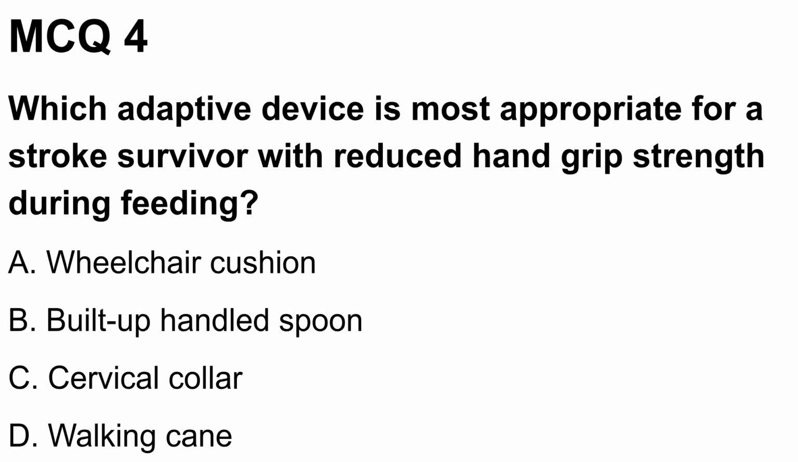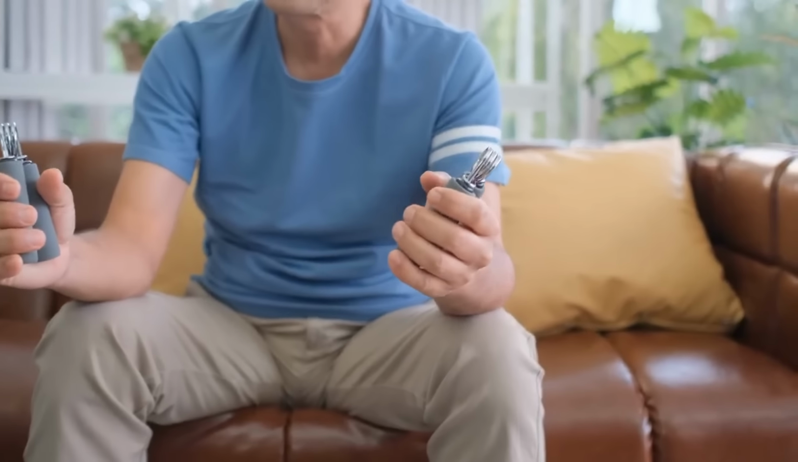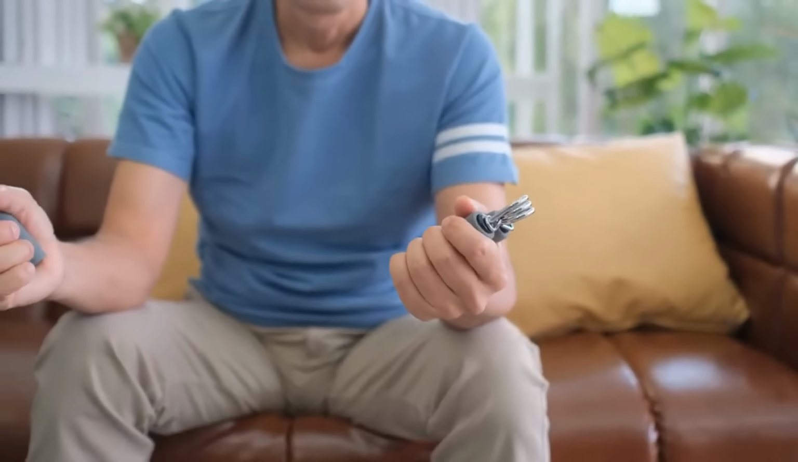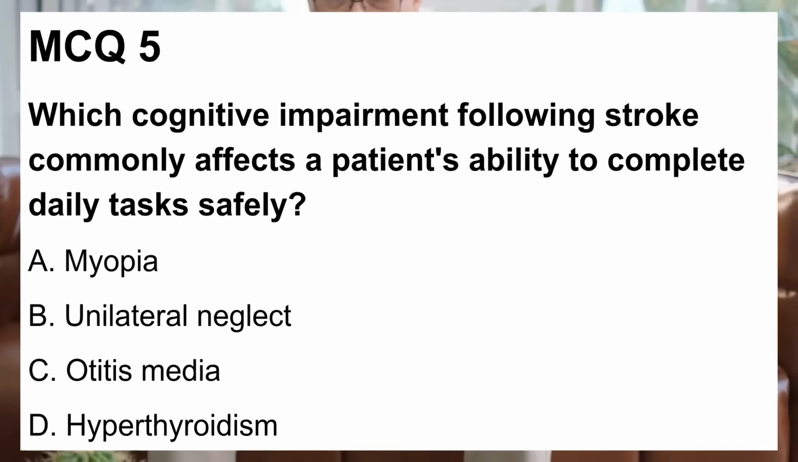MCQ 4. Which adaptive device is most appropriate for a stroke survivor with reduced hand grip strength during feeding? A. Wheelchair cushion. B. Built-up handled spoon. C. Cervical collar. D. Walking cane. Answer: B. Built-up handled spoon. Explanation: built-up utensils improve grip and allow patients with hand weakness or reduced dexterity to feed themselves more independently.